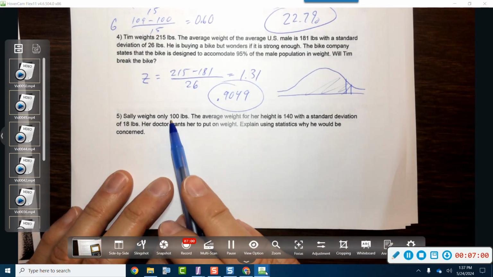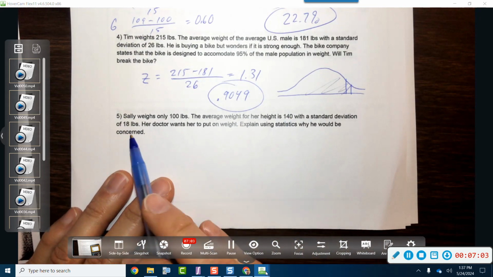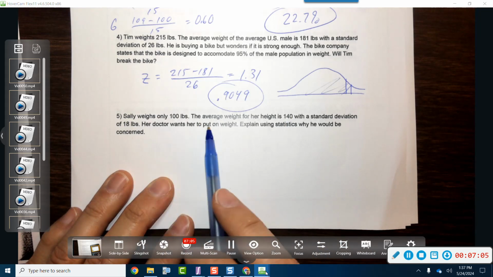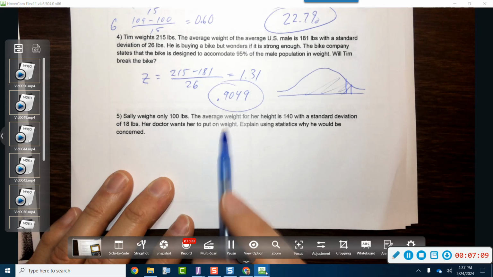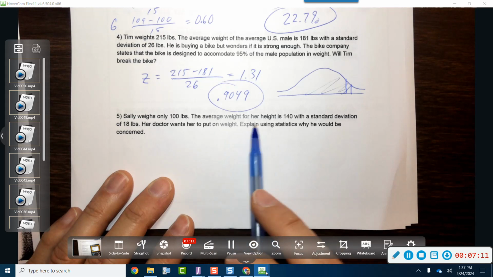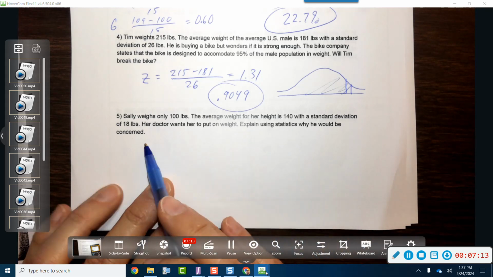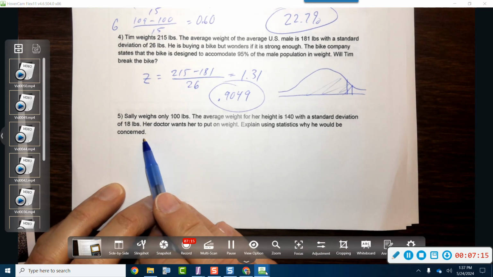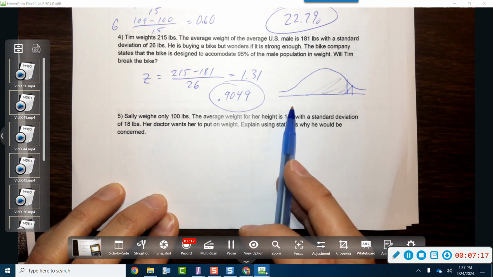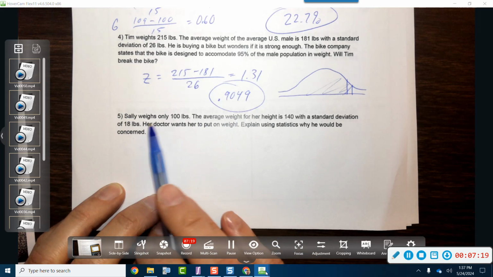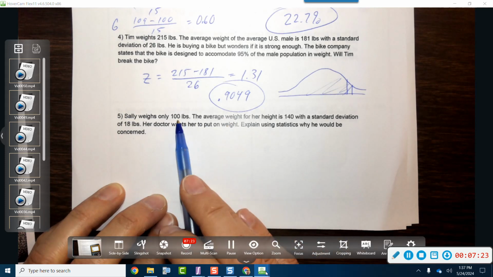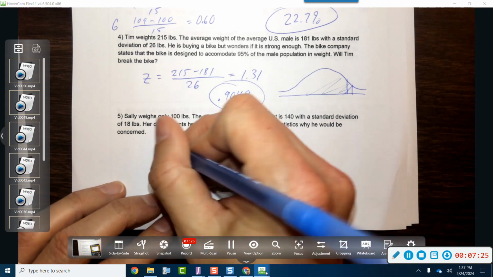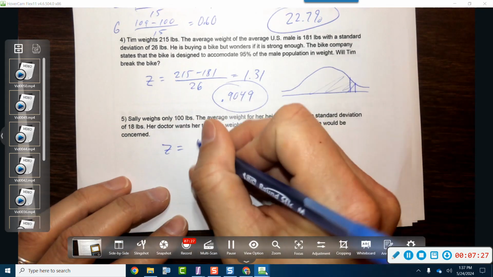Sally weighs 100 pounds. Average weight is 140 with a standard deviation of 18. Her doctor wants to put her on weight loss pills or weight loss medication. Explain why he would be concerned. Okay. Oh, well, not weight loss. He wants her to put on weight. Okay. Let's see here. She's 100. Let's figure out her Z. I totally read that wrong.